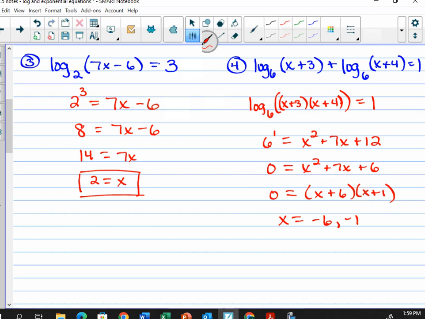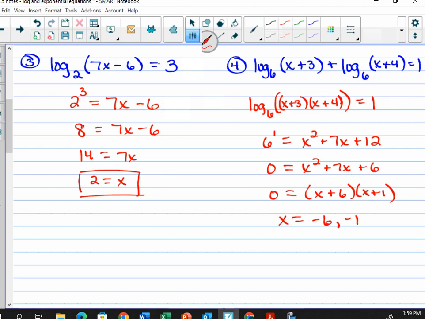Is there a chance they don't work? Yeah, so what you have to do is go back to the original, guys, and plug them in. You cannot take the log of a negative number. So if I plug negative 6 in here, what do I get?